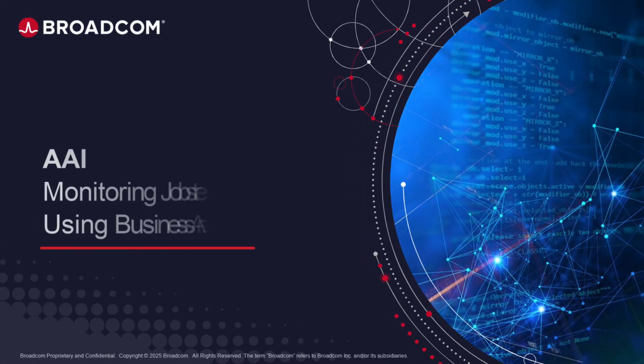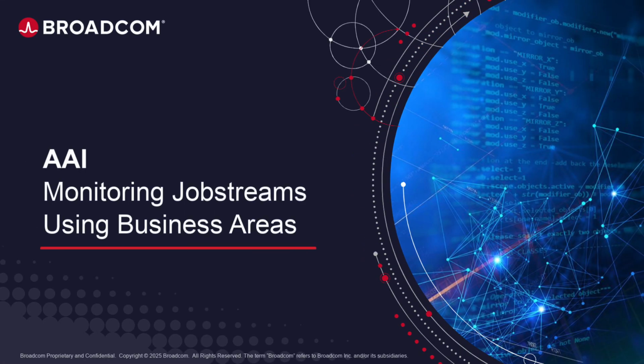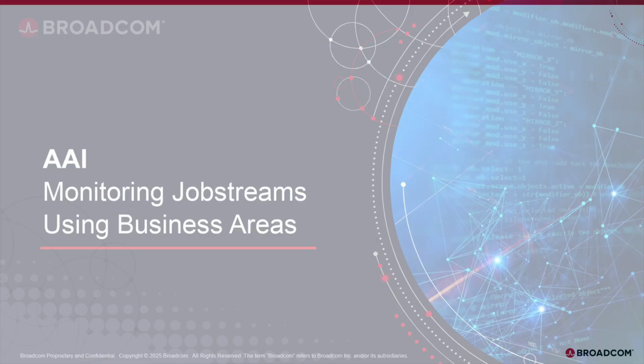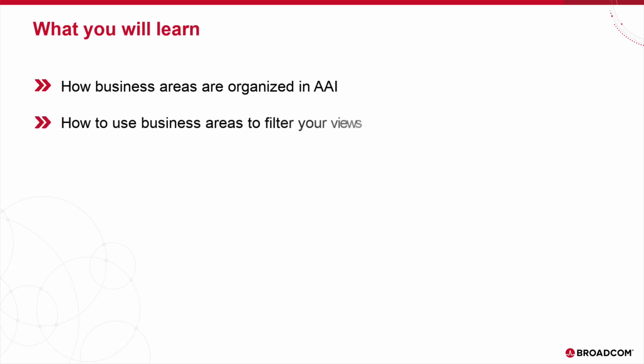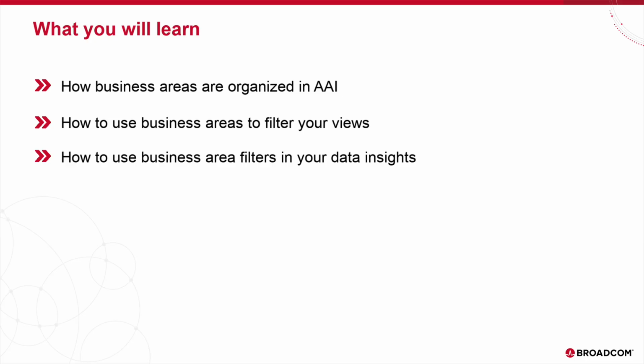Welcome to this training video on using business areas to monitor job streams in Automation Analytics and Intelligence, or AAI. In this video, we'll explore how business areas act as organized groupings of related job streams. We will also learn how to use business areas to quickly filter your views and data insights for the job stream processes that matter most to your work.